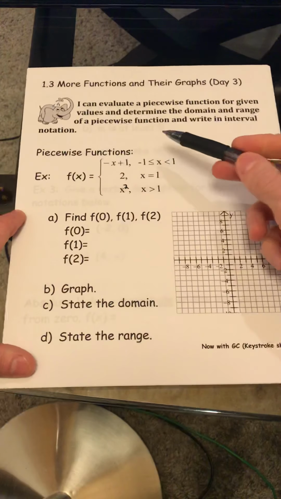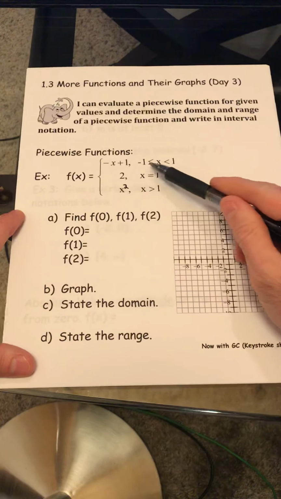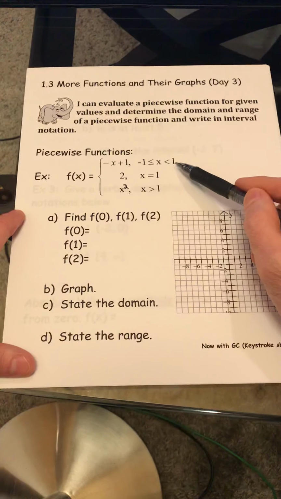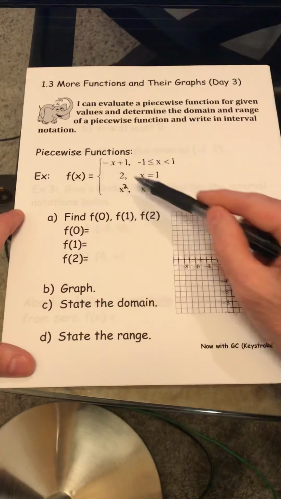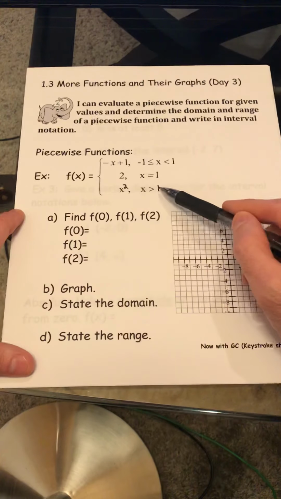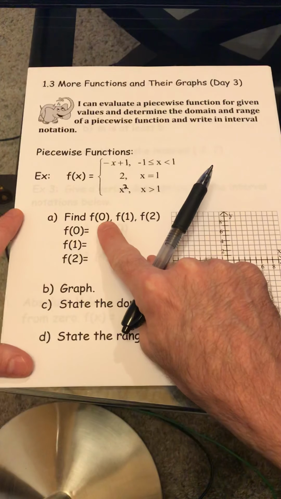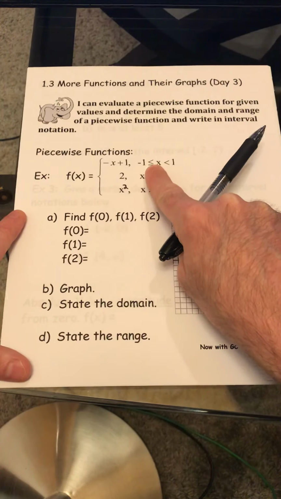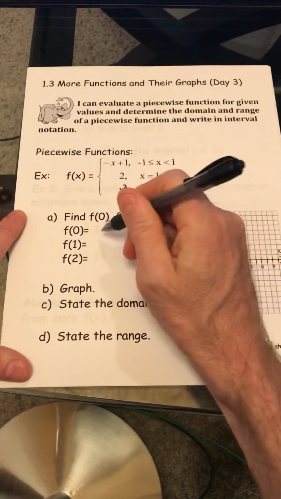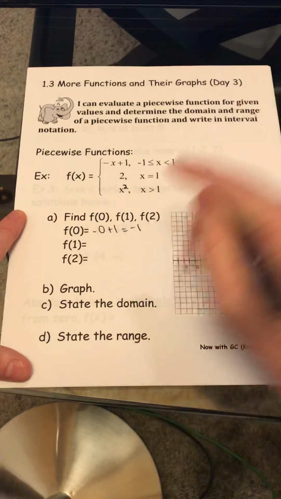So, if we give you a piecewise function here, f of x equals negative x plus 1 when x is greater than or equal to negative 1 and less than 1, f of x equals 2 if x is 1, or f of x equals x squared if x is greater than 1. So we can do a few of these just to review how we evaluate a piecewise function. Well, for f of 0, 0 is greater than negative 1, less than 1, so we'll use that one.